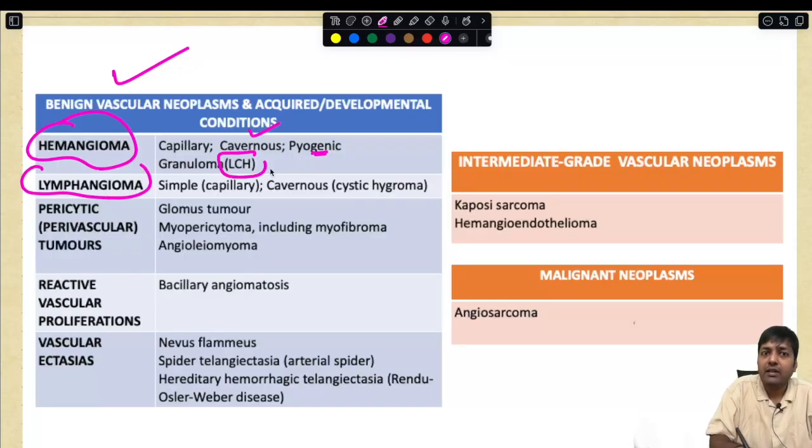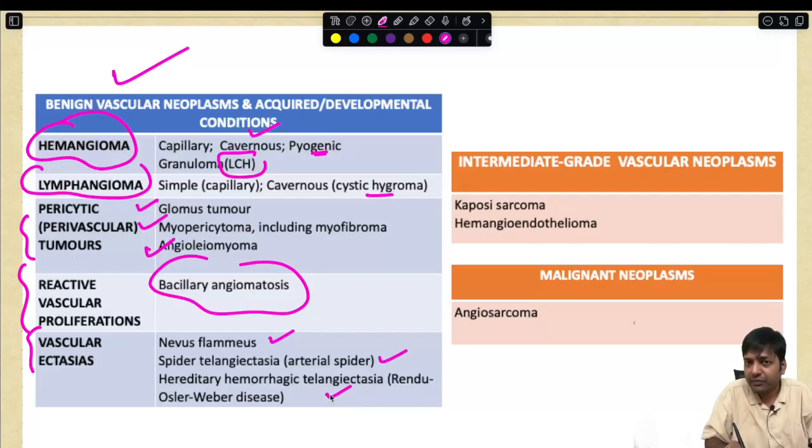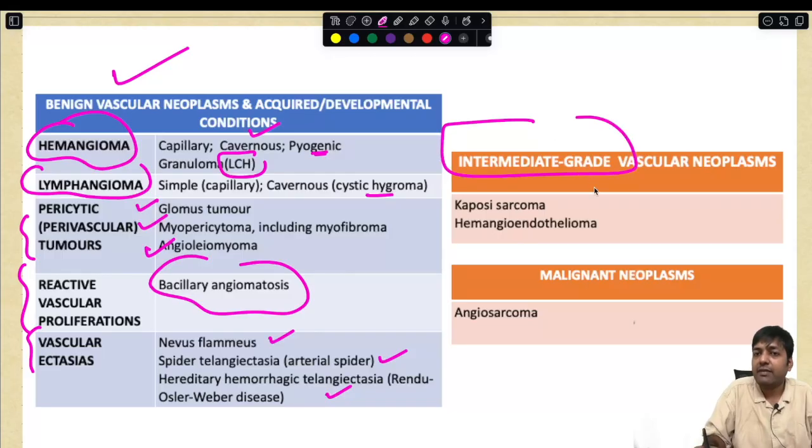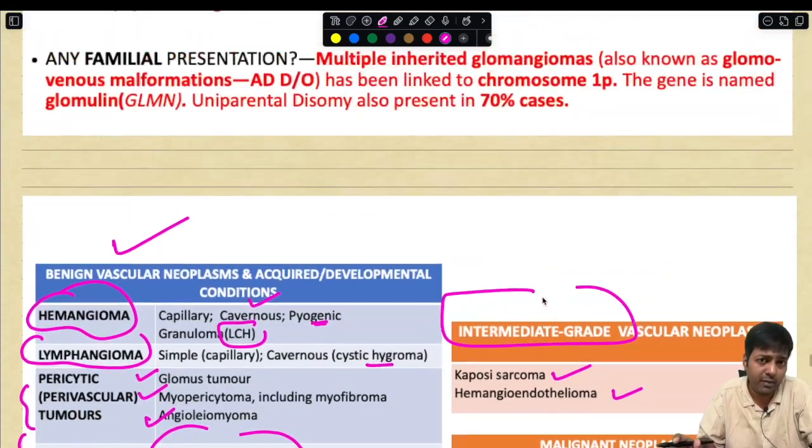Second is cavernous hemangioma. Lymphangioma can be simple, capillary, and cavernous cystic hygroma. Pericytic or perivascular tumors include glomus tumor, myopericytoma including myofibroma, and angioleiomyoma. Reactive vascular proliferations include bacillary angiomatosis, and vascular ectasias include nevus flammeus, spider telangiectasia, hereditary hemorrhagic telangiectasia. Intermediate grade vascular neoplasms include Kaposi sarcoma and hemangioendothelioma, and malignant neoplasms include angiosarcoma. This is the simplest classification that you can remember.